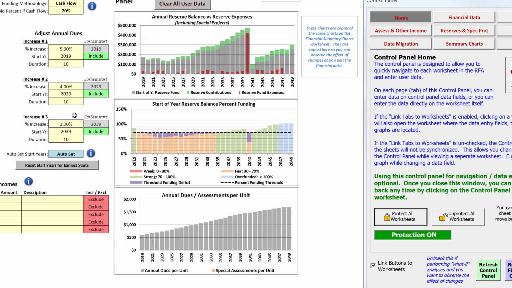Well, you can see how running all through this sort of thing can help you achieve your goals. Another way you can achieve your goals is through special assessments.